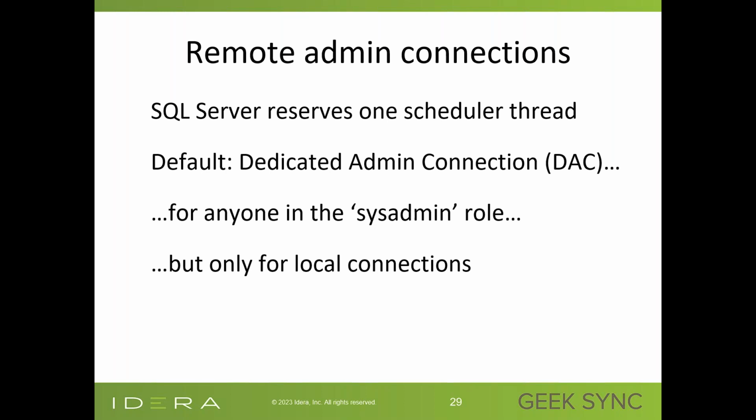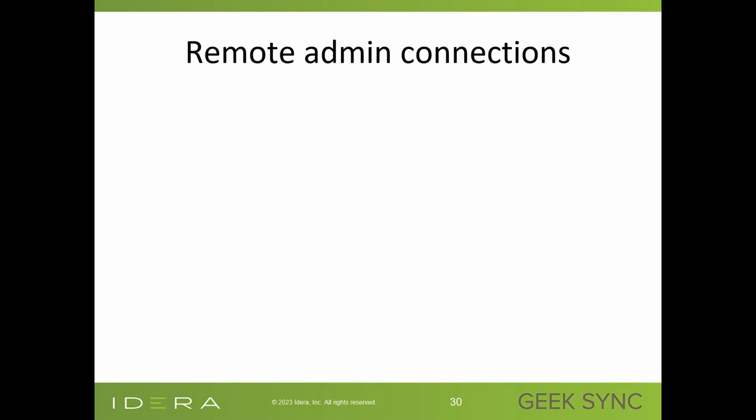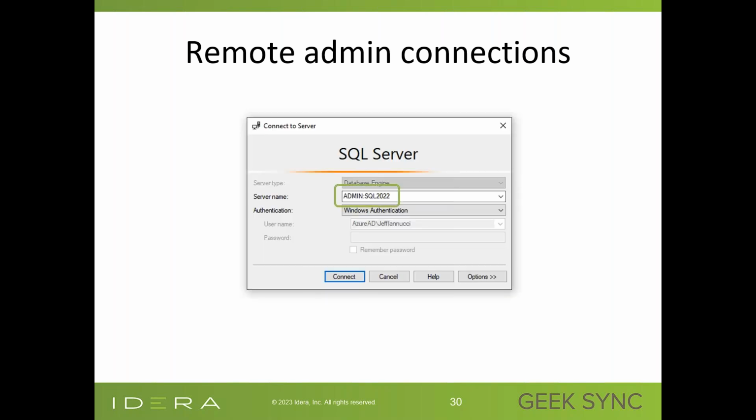Well, most of our servers now are virtual machines or in some cloud environment, right? We'll never actually be a local connection. We won't actually be right in front of the server, logging in at the keyboard. So enabling the remote admin connections is going to allow us to remotely get the same benefit of using that single CPU thread that's reserved, which can be really handy if you have a whole lot of CPU contention and no one can connect. If that's the case, you can connect in a very special way using this admin connection, admin: SQL Server 2022.